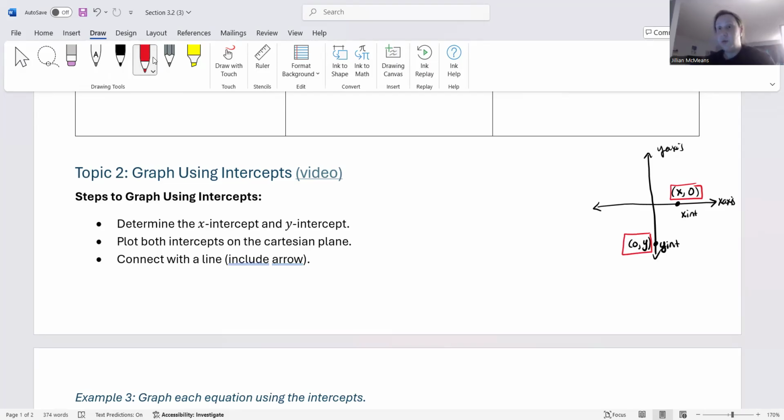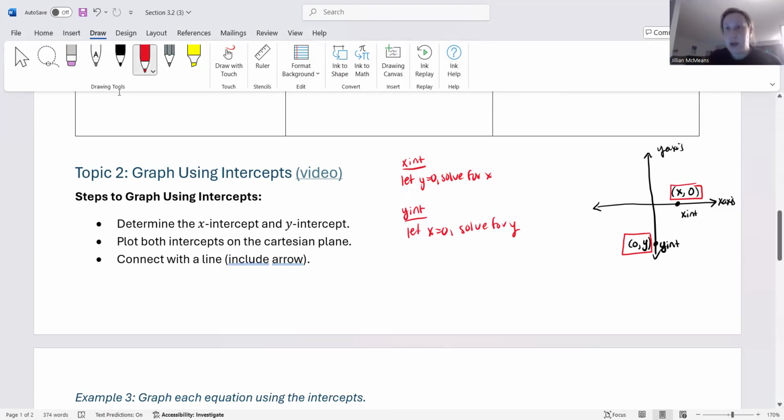If we're trying to find the x-intercepts and the y-intercepts, remember, for the x-intercept, we let y equal 0 and solve for x, and to find the y-intercept, we let x equal 0 and then solve for y. At this point, you should already know all of that, so that's just a quick reminder. To graph using the intercepts, we find our x and y intercepts, plot them on the Cartesian plane, and then connect with a line including those arrows.